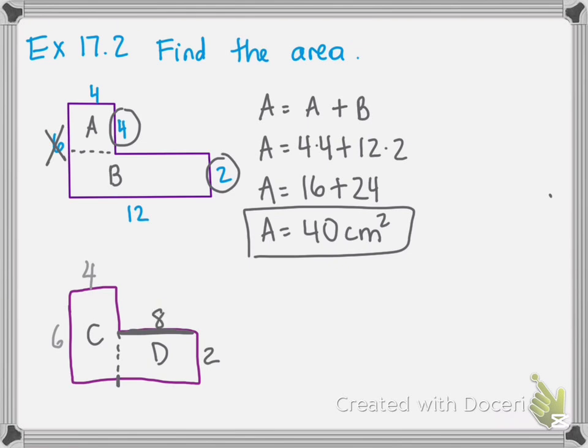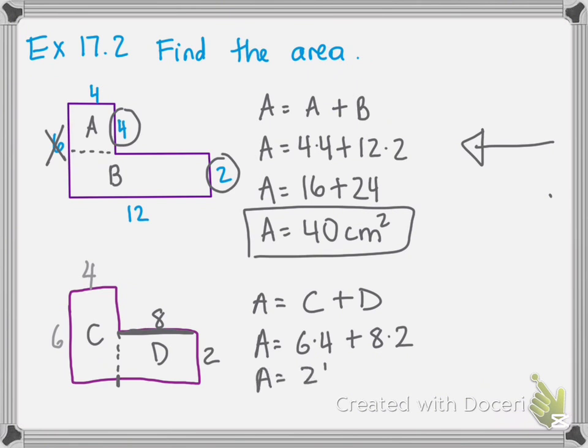So since we always try to do the easiest way of doing things in math, I would vote that this one is the easier one because we don't have to find any numbers. We already have all the dimensions we need. But let's just finish this to see that we get exactly the same answer. If I find the area of C and the area of D, we're going to find 40 as well. So 6 by 4 is the dimensions for C, and 8 by 2 are the dimensions for D, and that's going to be 24 plus 16 again, which is 40 square centimeters.